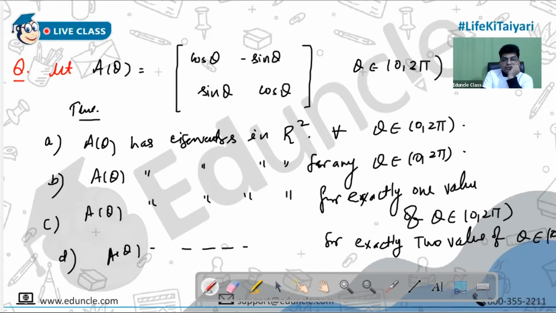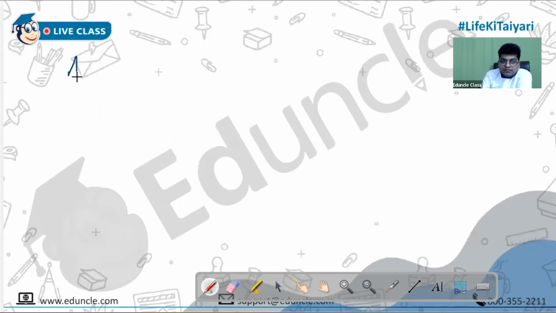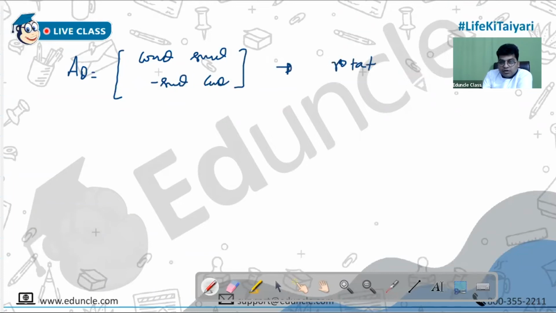How to find out the answer to this problem? First of all, as I have seen this problem, this is an orthogonal matrix. This is a rotation matrix, the transpose of a rotation matrix. Do you know this one? We have already discussed one thing. A theta is cos theta sin theta, minus sin theta cos theta. So this is a rotation matrix, we know, and its determinant is 1. And this is an orthogonal matrix also.